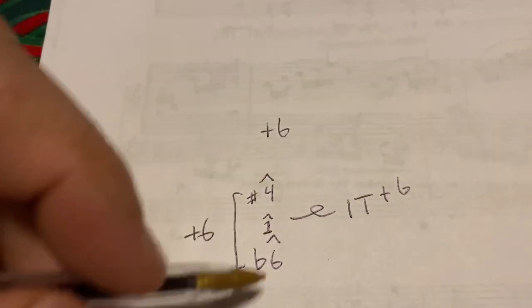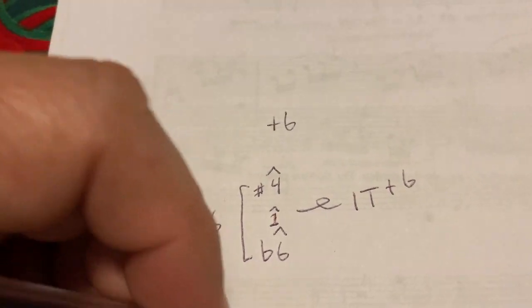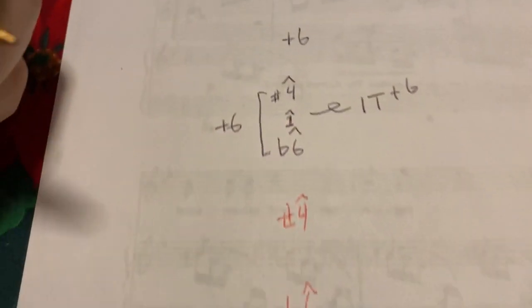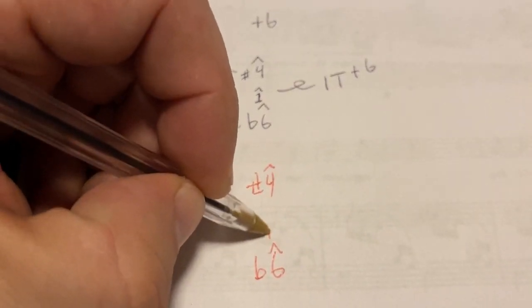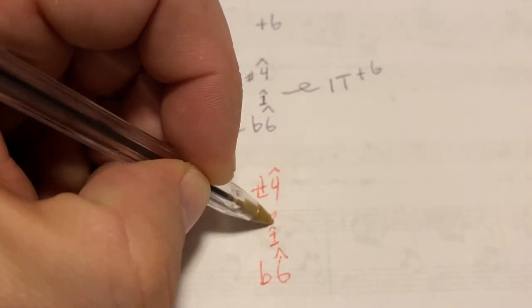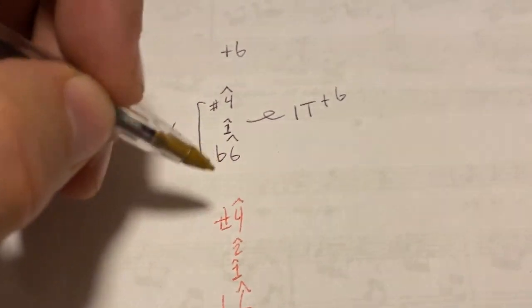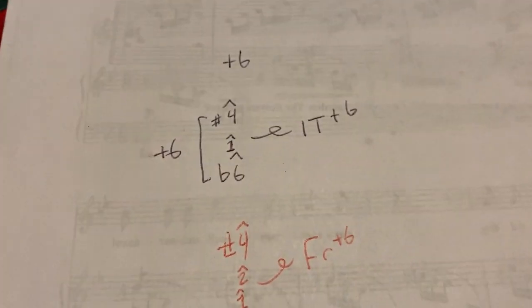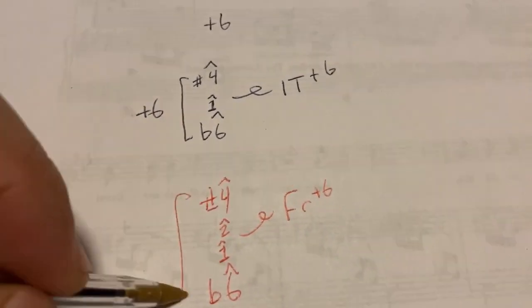If you see this, so sharp four, flat six, right? Scale degrees, that's where we're using the caret sign right there. And then in addition to one, you see scale degree two, okay? Then it's called a French augmented six. Again, not from France, but they gave it that name.